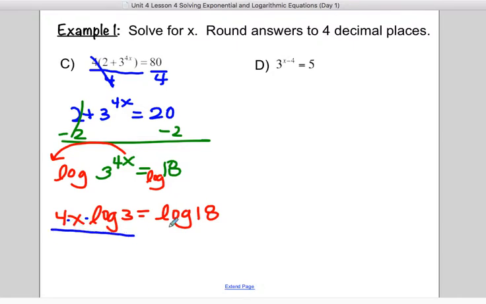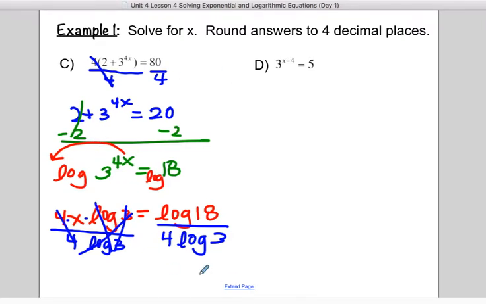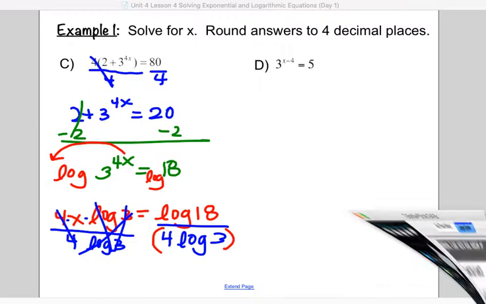I currently have 4 times x times log of 3. So if I want to get x by itself, I can just divide by everything I want to get rid of. I want to get rid of the 4 and the log of 3. The logs cancel, and the 4's cancel. And so I have x is equal to all this, so I type it in. Biggest thing, please type this into your calculator and try it. The denominator has to be in parentheses. Otherwise what your calculator is going to do is take log of 18 divided by 4 and then multiply by log 3.